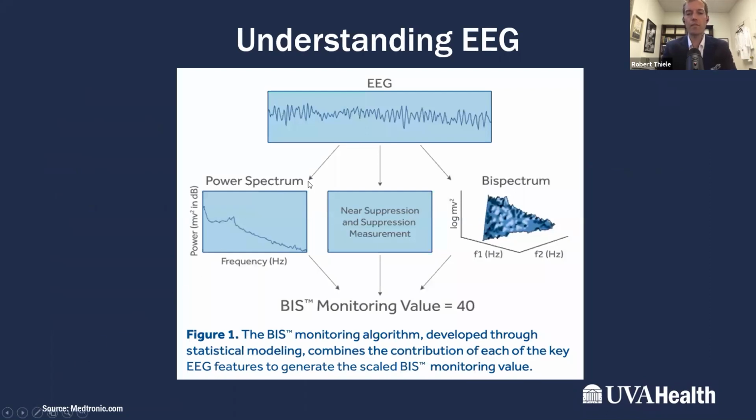And this is just a graphical depiction of how the BIS monitor, and it's not the only processed EEG monitor, breaks down this raw EEG tracing, which you see on the top, into different elements that can be put together into a BIS score. So on the left, you see the power spectrum. That's the contribution of different wave frequencies to the signal you see at the top. In the middle, an analysis of the near suppression and burst suppression. And then on the right, and it's graphically complicated, it's the amount of phase concordance of different low frequency waveforms from the EEG.